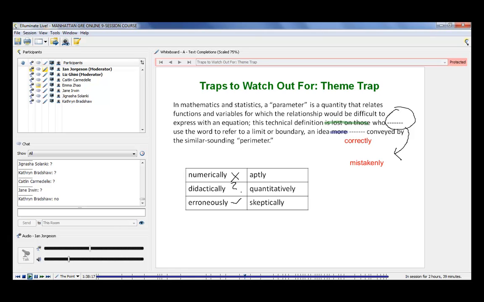Yeah, definitely not numerically. And then we need, for the second blank, the word correct. Does skeptically mean correctly? How about quantitatively? How about aptly? Okay, so given this lineup, we have to choose aptly. Would you guys agree?